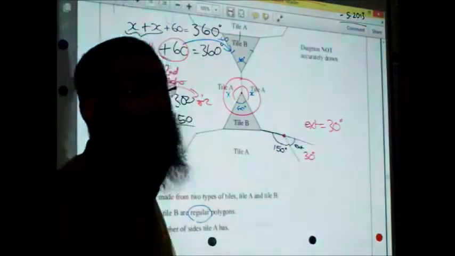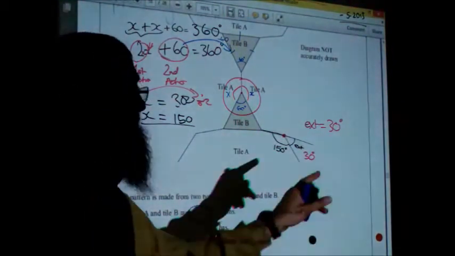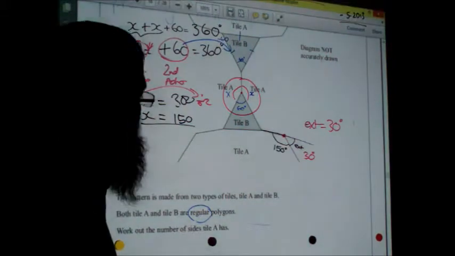So we need to find out how many sides the shape has that has an external angle of 30 degrees. Now we have a rule.